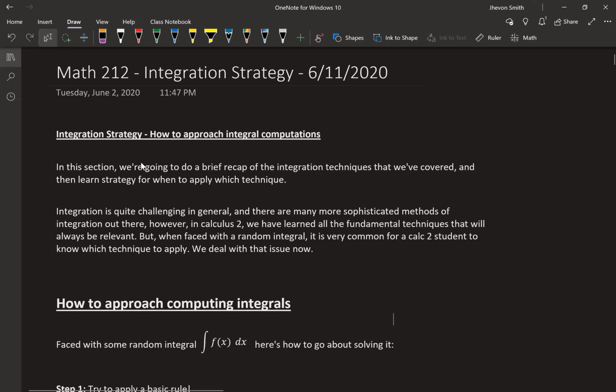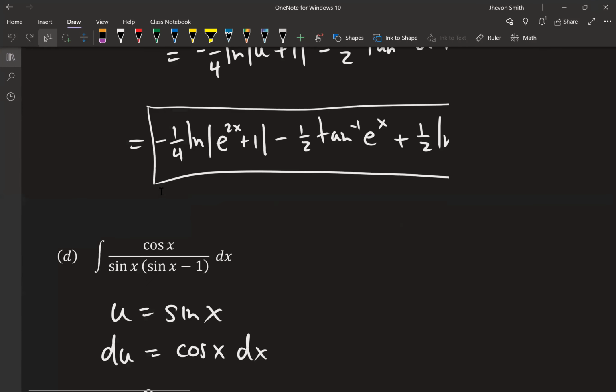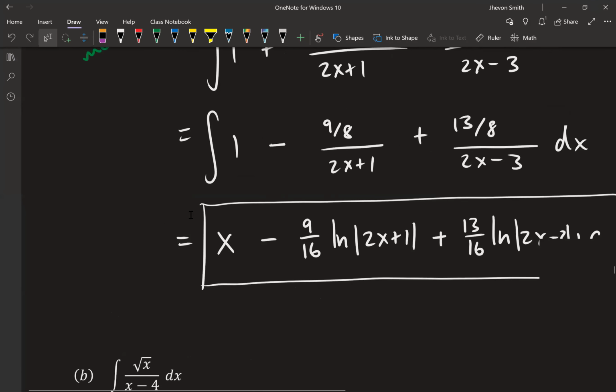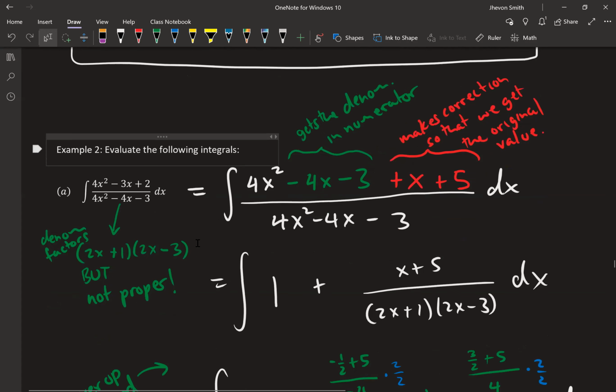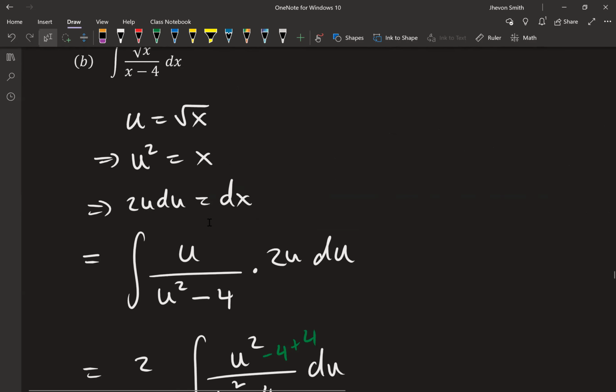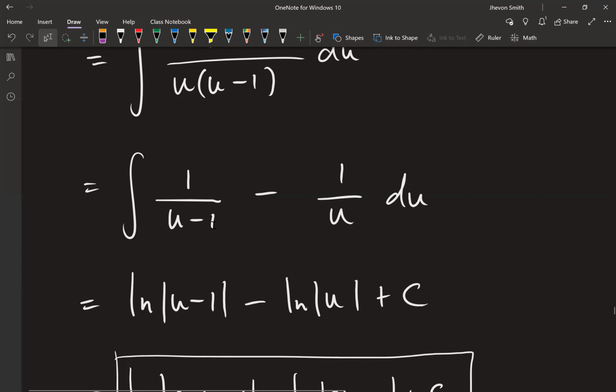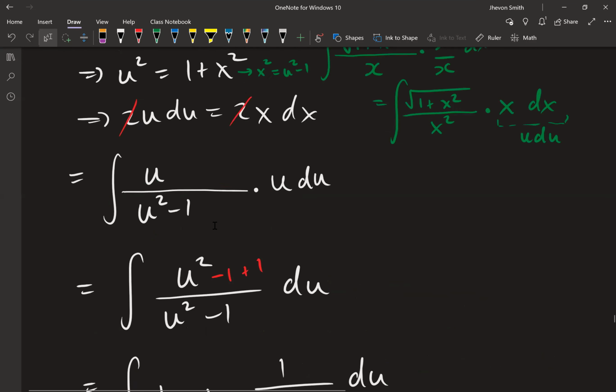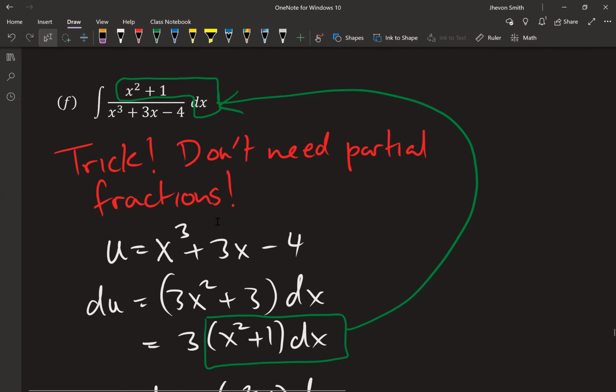Like, how would I have seen that this guy was actually a trick and that I didn't actually need partial fractions for it, right? The guy that I had before, right? How would I have noticed that? I mean, if I didn't know that I was supposed to be looking for this, how would I know to have looked for it?